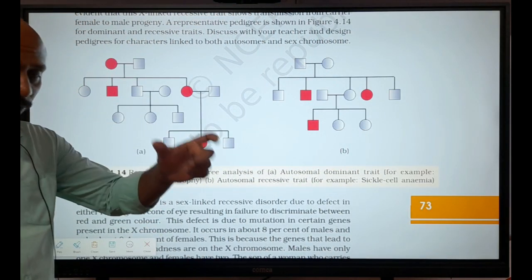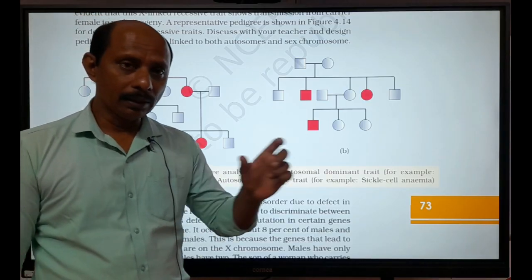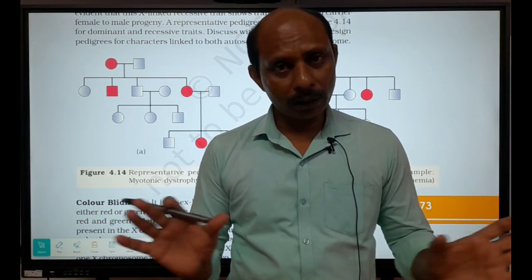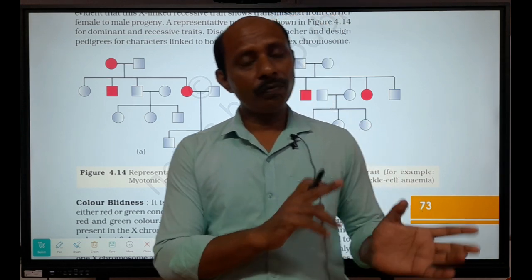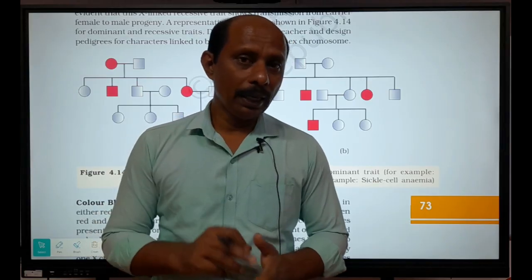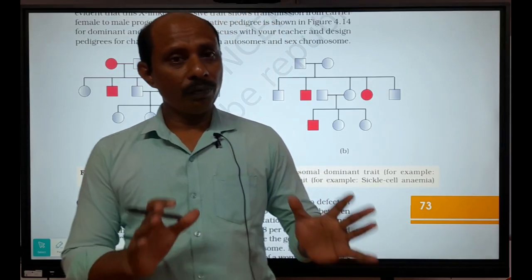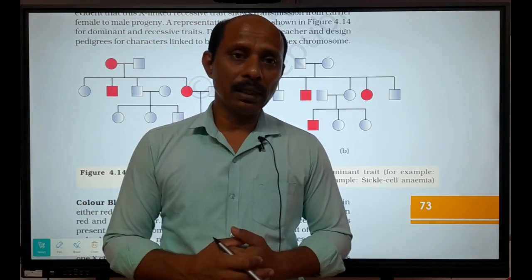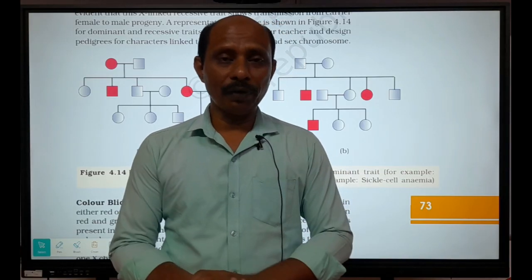Sometimes what happens? The father is affected, and the sons are normal, and the daughters are also normal, right? Then what happens? This X comes from the father, maybe it is an X-linked recessive trait, right? If the father is affected, the mother is normal, and the daughter is affected, right? One son is also affected.